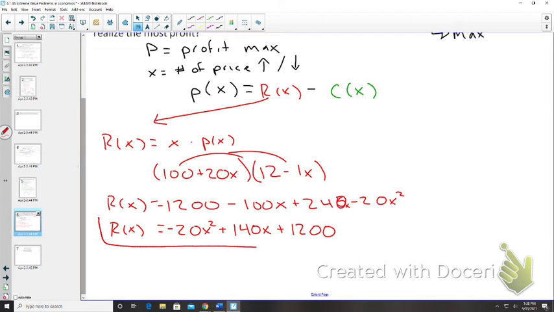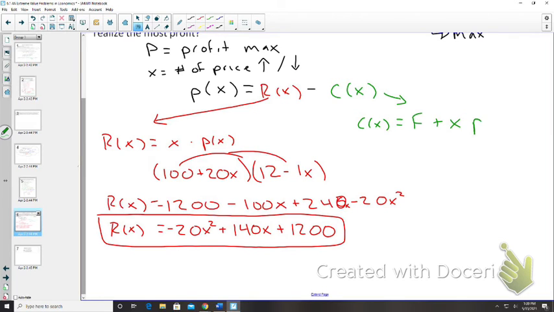Now that we found our revenue function, we're just going to leave that alone until we have figured out our cost function, and then we are going to put those two together. So let's move over to the cost function now. The cost function is equal to the fixed price plus the base cost multiplied by the number of units sold.